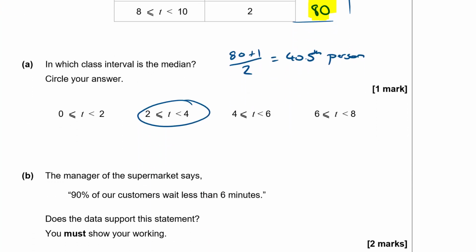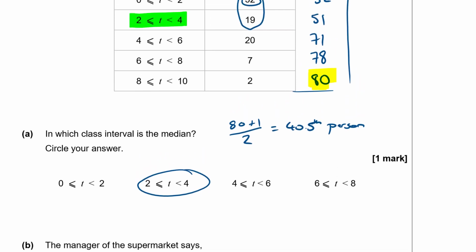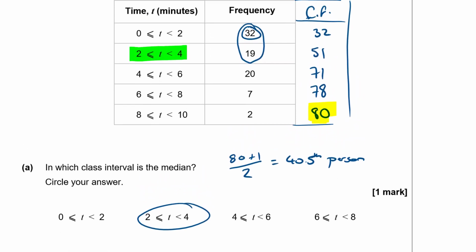Okay, so part B asks, the manager of a supermarket says 90% of our customers wait less than 6 minutes. Does the data support this statement? Okay, so going back to the data, how many people did wait less than 6 minutes? Well, the people who waited less than 6 minutes are going to be all the people in the 0 to 2, 2 to 4, and 4 to 6 category.